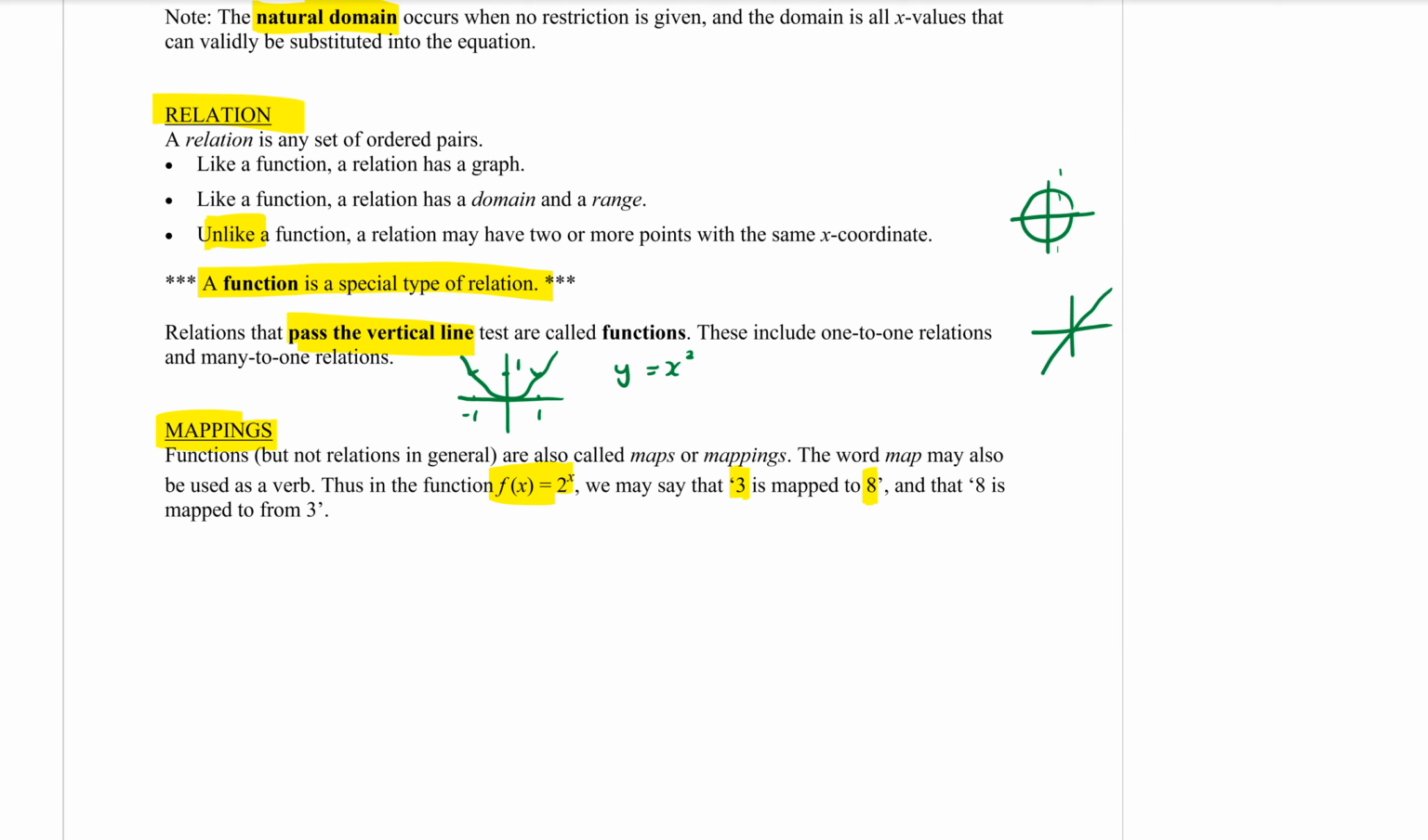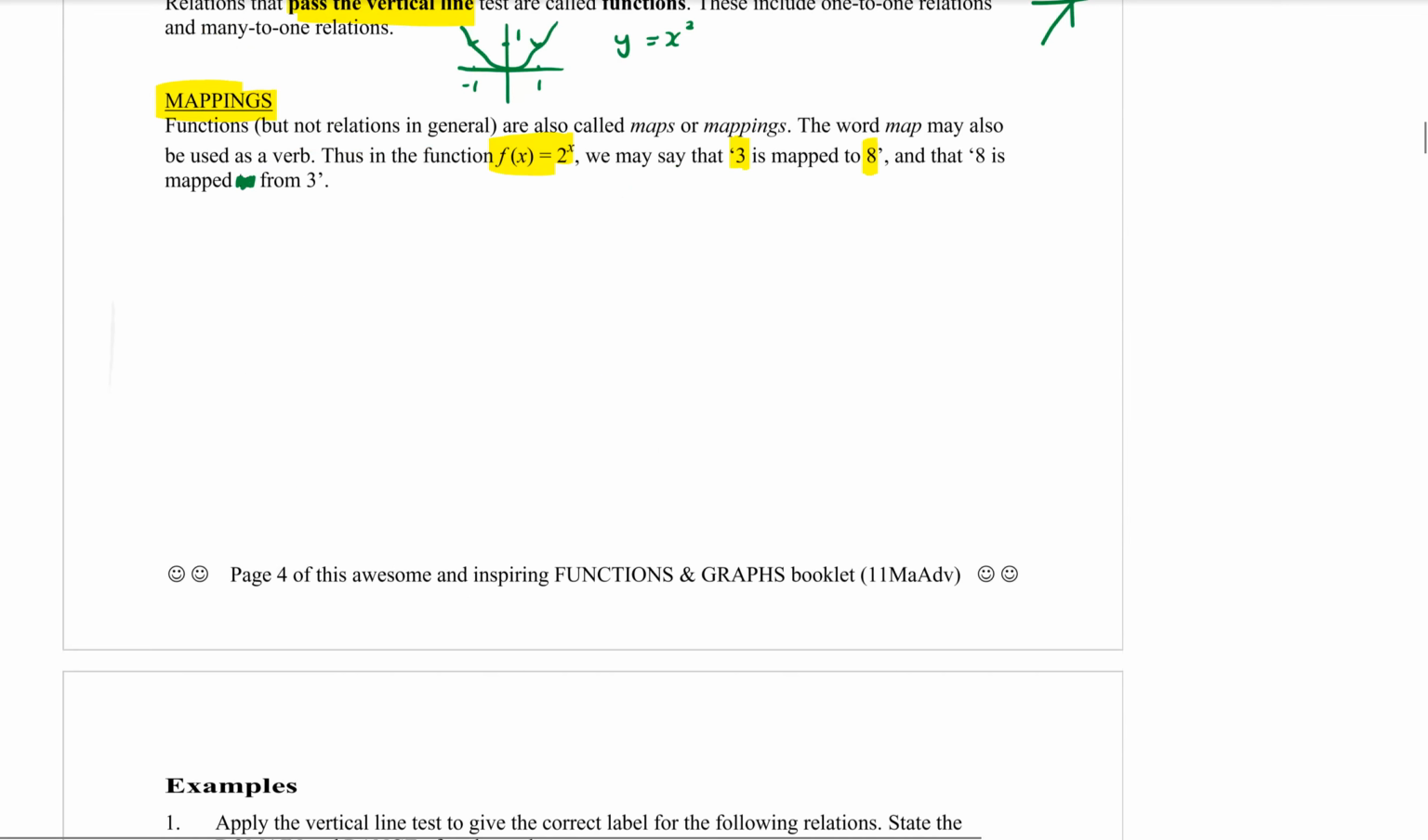But we can use the word mapping to describe that. We say that 3 is mapped to 8. So subbing in the 3, we get the 8. That's how that terminology is used. Or in reverse, that 8 is mapped from 3. Okay, 8 is mapped from the 3 because it's from the 3 that we get the 8, right? So that's how that word mapping is used.